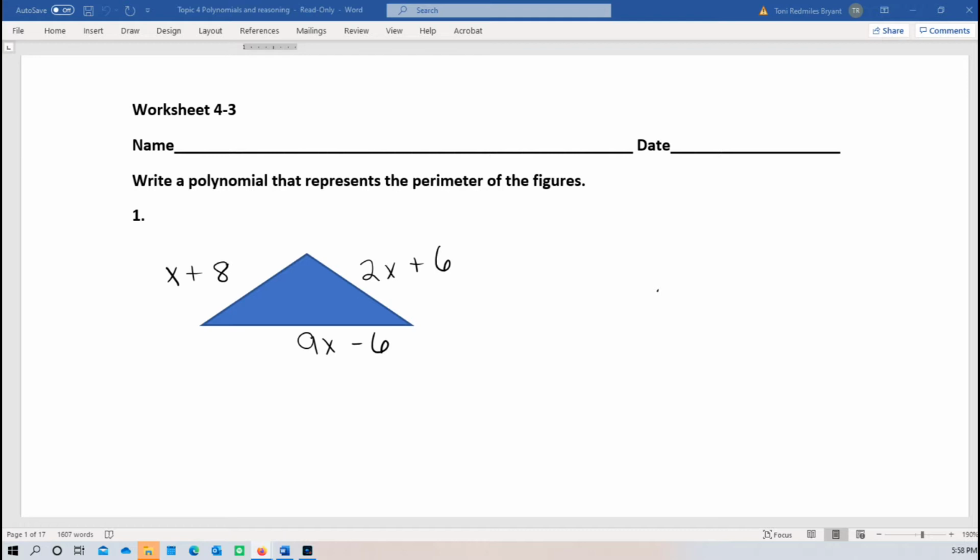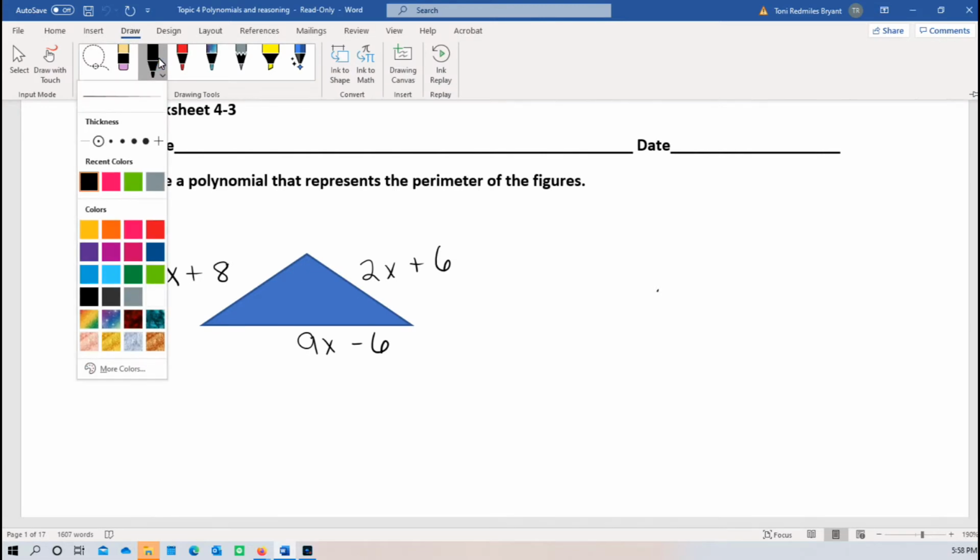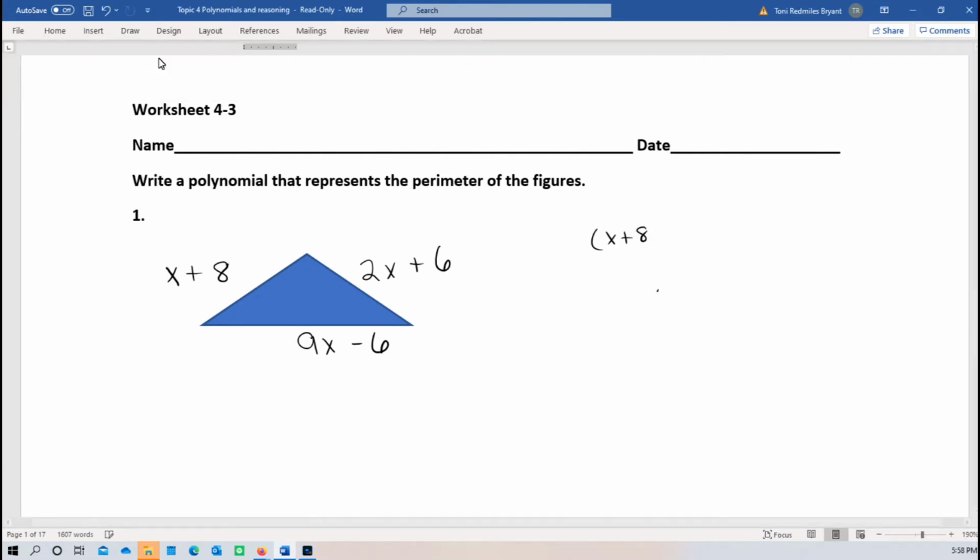So in this first shape, all of my sides are binomials. So to be able to solve it, I'm going to have to add up all of those binomials. All right, so I don't see anything that's going to change any of my signs. So it looks like I can just drop those parentheses. You always want to put it in parentheses and then evaluate afterwards.